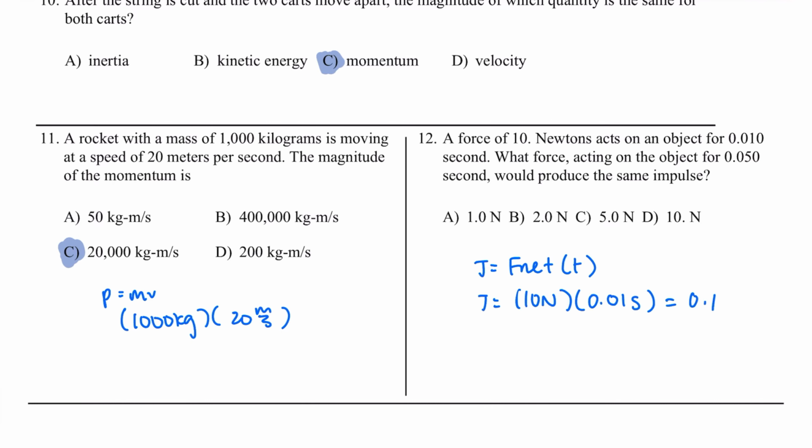So what force acting on the same object for 0.05 second would produce the same impulse? So now we're going to plug in like this. So 0.1 equals, we have to find that force times 0.05 second. And the force F net is going to equal 2 newtons. So our answer is choice B.